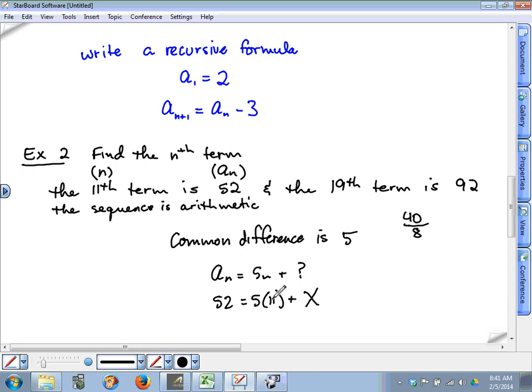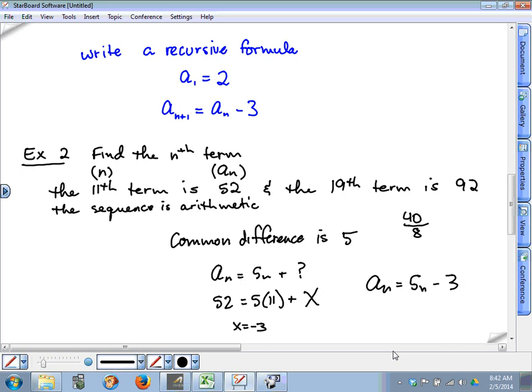5 times 11 is 55. Yep, if you subtract 55 from 52, you get negative 3, so that's what that's going to equal. A sub n equals 5n minus 3. Now, it's never a bad idea just to check your formula to make sure it actually would produce what it's supposed to produce. This is saying that the 11th term is going to be 52. Would that formula produce 52 with the 11th term? 5 times 11 is 55 minus 3 is 52. Would it produce 92 for the 19th term? 5 times 19 is 95. 95 minus 3 is 92.